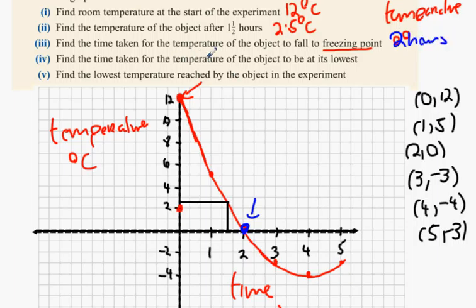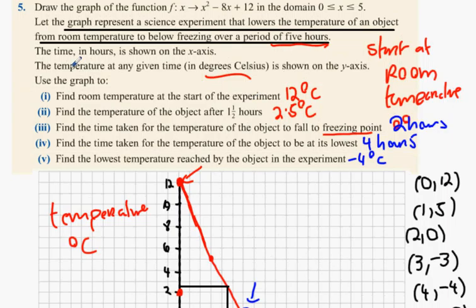Find the time taken for the temperature of the object to be at its lowest. When is that its lowest? 4 hours in. And finally, find the lowest temperature reached by the object in the experiment. It basically is, isn't it? -4 degrees Celsius. So I did questions 3 and 5.